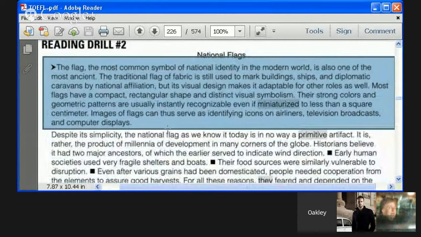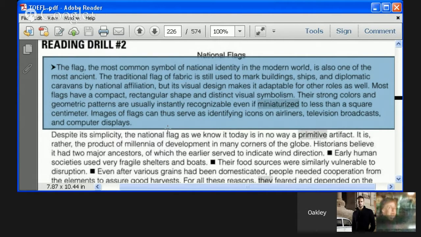The flag, the most common symbol of national identity in the modern world, is also one of the most ancient. The traditional flag of fabric is still used to mark buildings, ships, and diplomatic caravans by national affiliation, but its visual design makes it adaptable for other roles as well. Most flags have a compact, rectangular shape and a distinct visual symbolism. Their strong colors and geometric patterns are usually instantly recognizable, even if miniaturized to less than a square centimeter. Images of flags can thus serve as identifiable icons on airliners, television broadcasts, and computer displays.